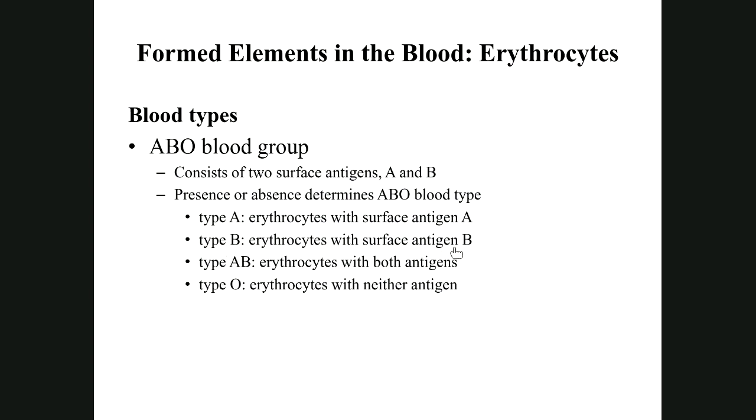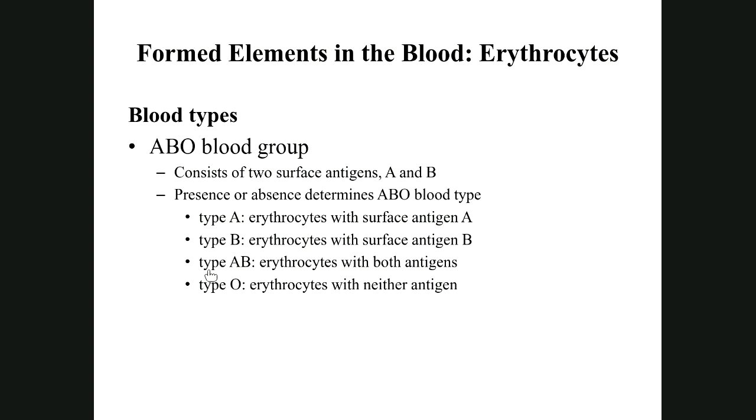If you're type AB, you inherited A from your mama and B from your daddy, or the opposite. You got A from one and B from the other, and so you contain both antigens. And if you're type O, you don't have either antigen. There's not a type O antigen. Type O means without antigens.